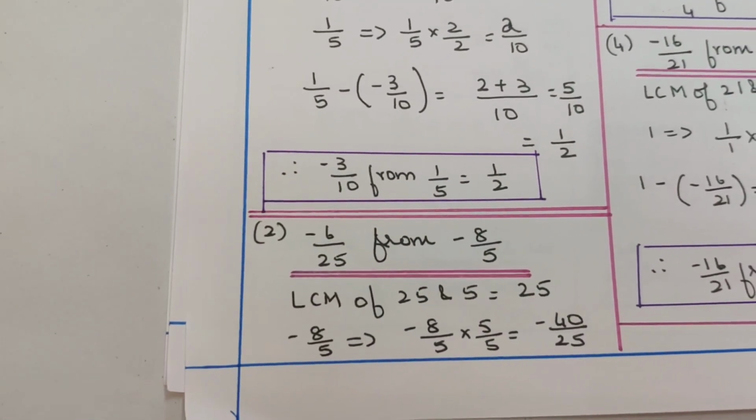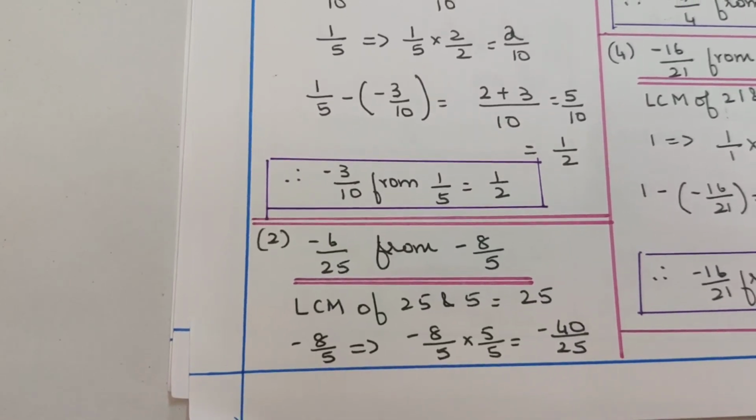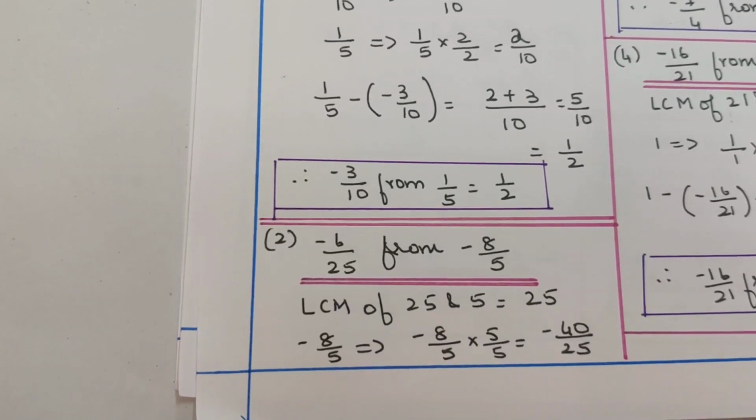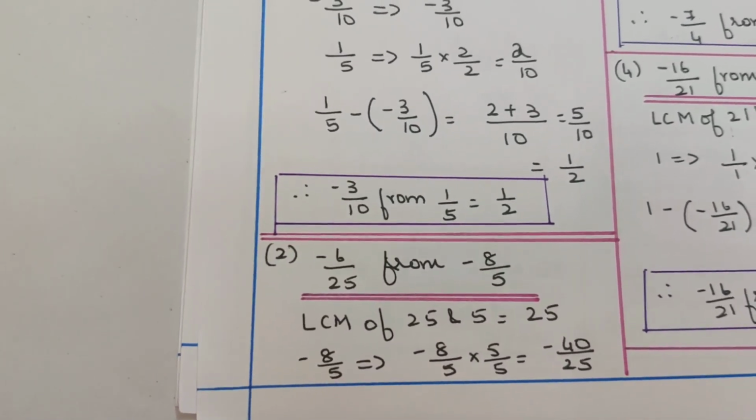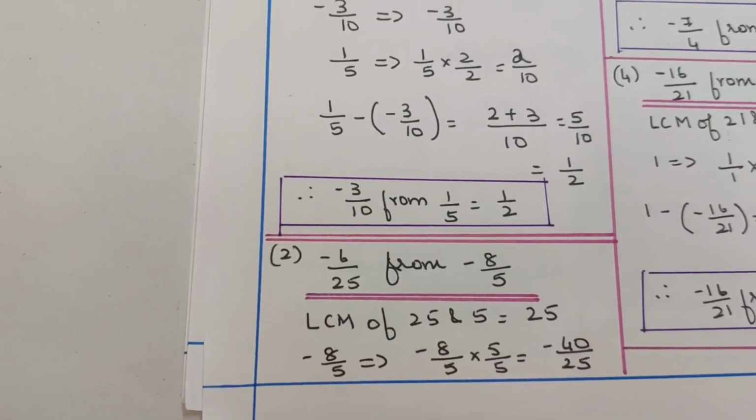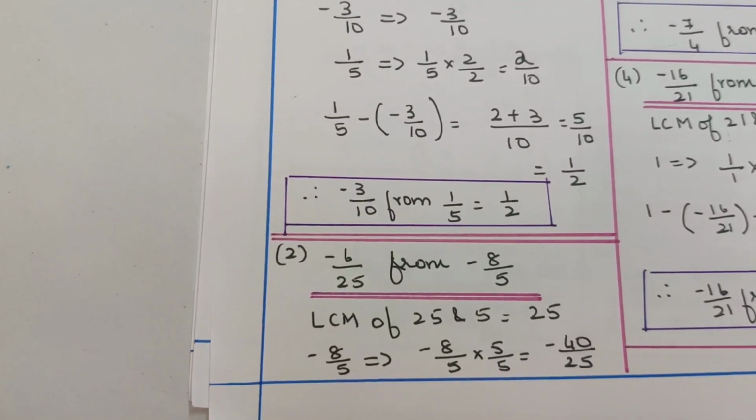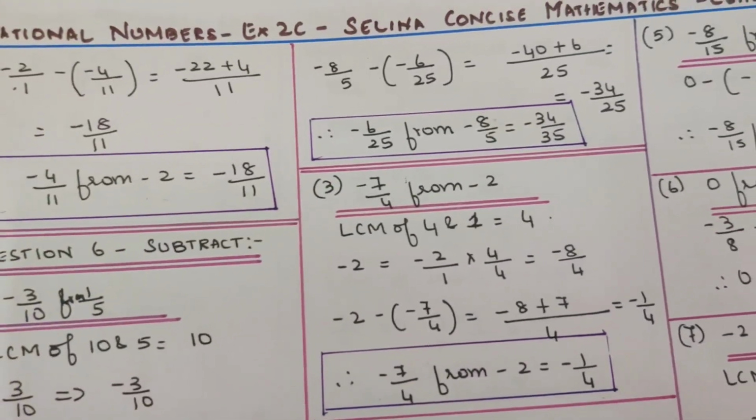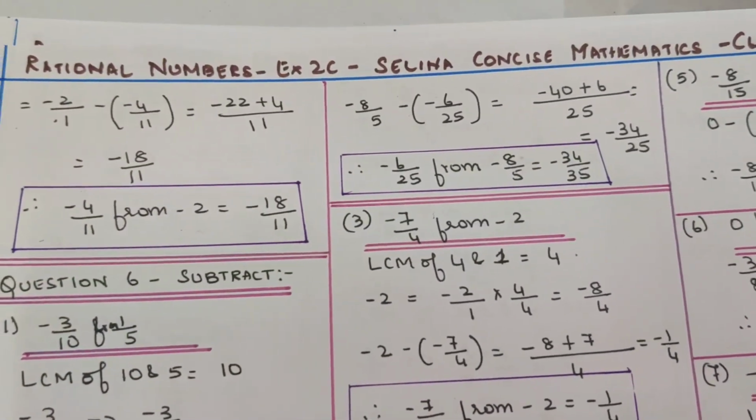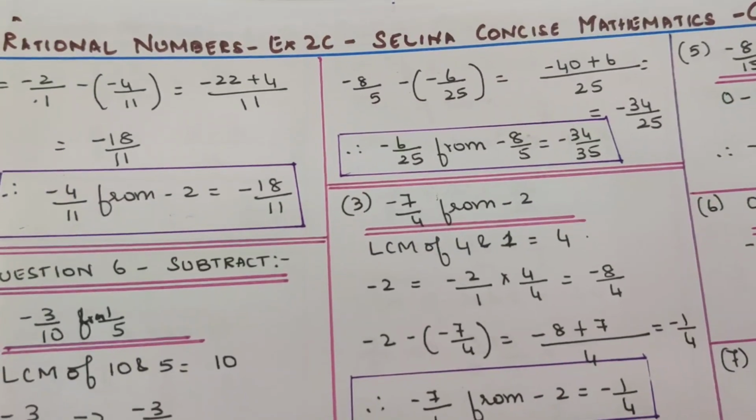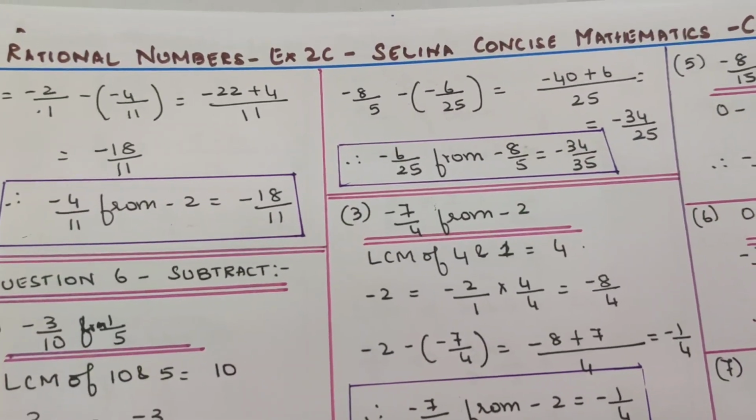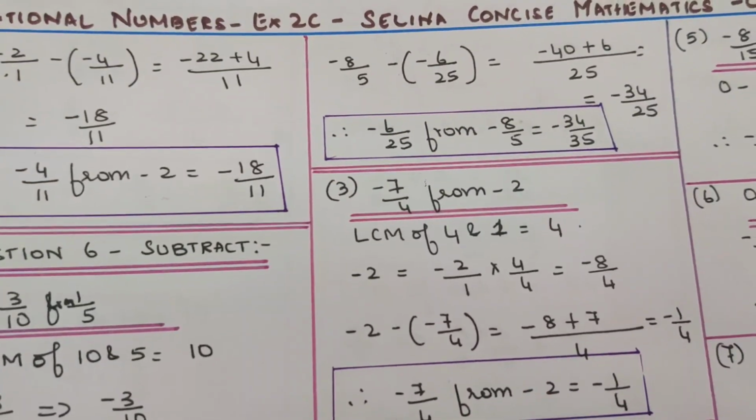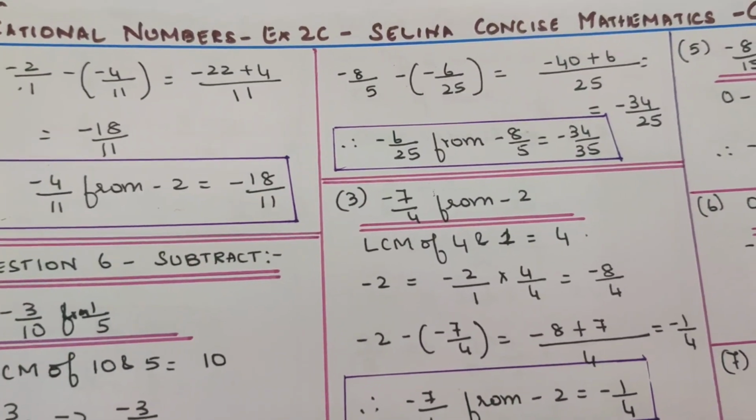Similarly, minus 6 by 25 from minus 8 by 5. There is no common denominator. LCM is 25. Minus 6 by 25, we can keep it as it is. Minus 8 by 5 converted to a denominator with 25. So you get minus 40 by 25. And then you do the subtraction and the answer is finally minus 34 by 25. Sorry, I've written 35 there. It has to be 25. Minus 34 by 25.